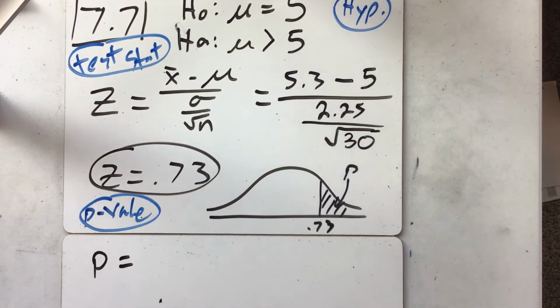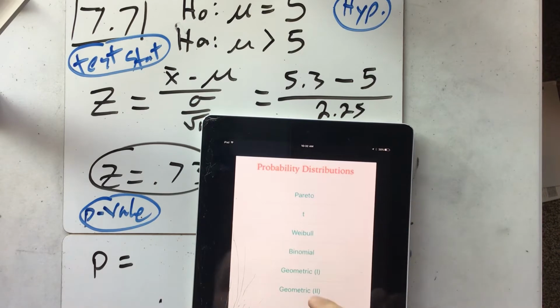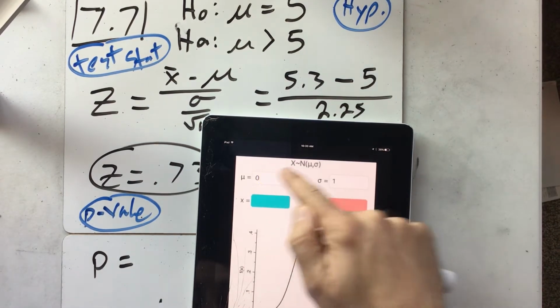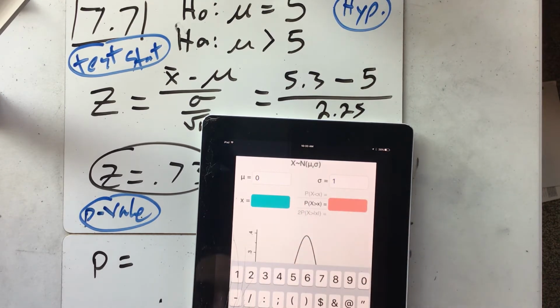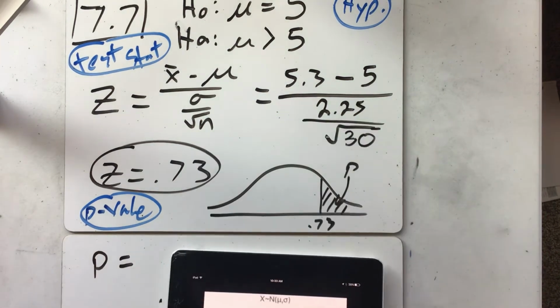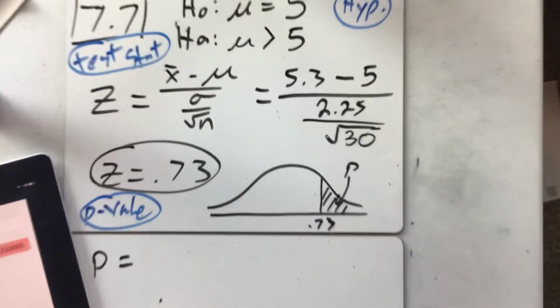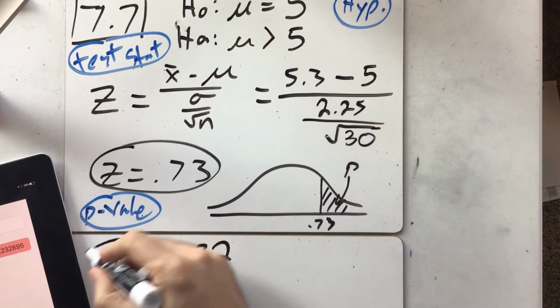Well, to get our p-value, we need to pull up our app or calculator or Excel. And I need to go to the normal distribution. So let's scroll down. There's normal. I need to make sure it's 0 and 1. And then over here for x, I'm going to put that value that I had. So 0.73 is going to go in there. And hit enter. And I want greater than. That's good because my pictures are greater than. Notice my pictures match up. And so it looks like my answer is 0.232 is what I got for my p-value.